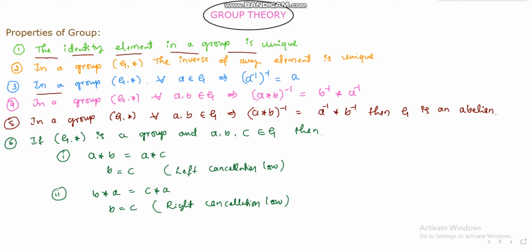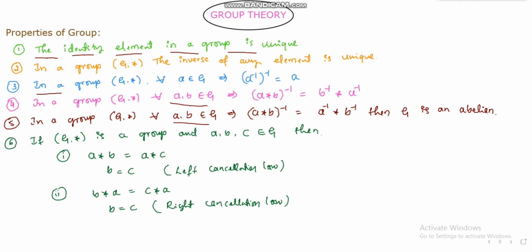The fourth: in a group (G, star), for all a, b belongs to G, this implies that the inverse of a star b is equal to b inverse star a inverse. The fifth: in a group (G, star), for all a, b belongs to G, the inverse of a star b is equal to a inverse star b inverse if G is abelian.